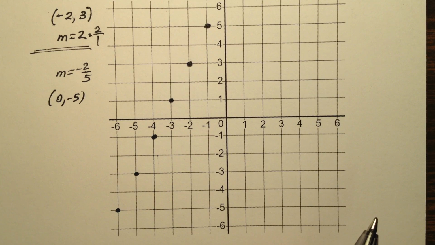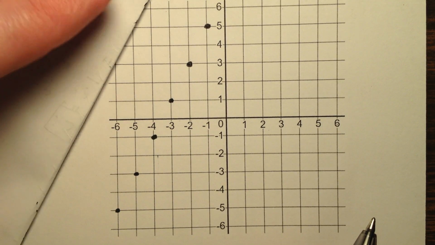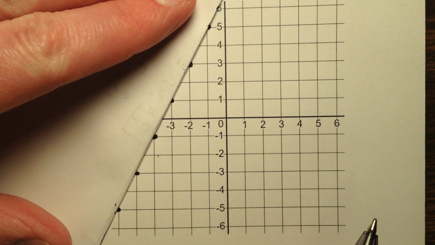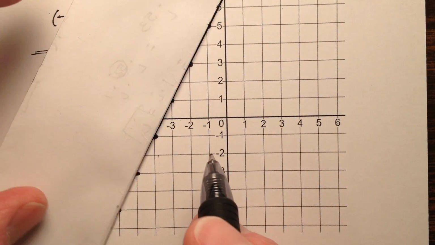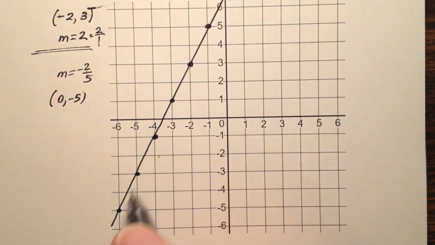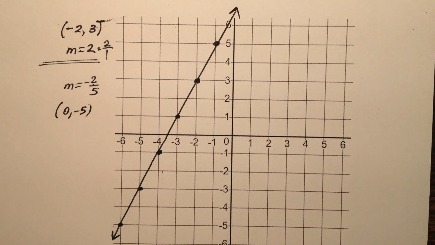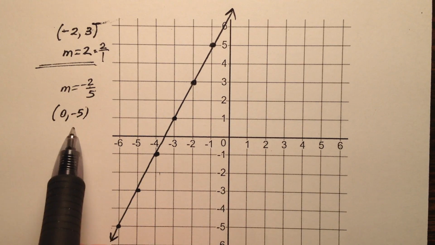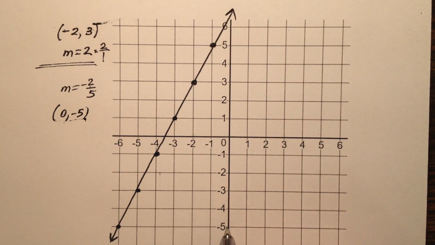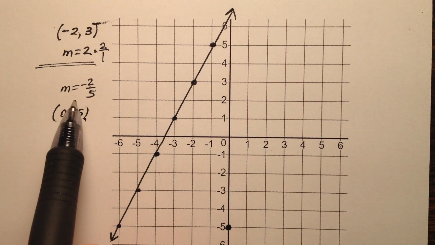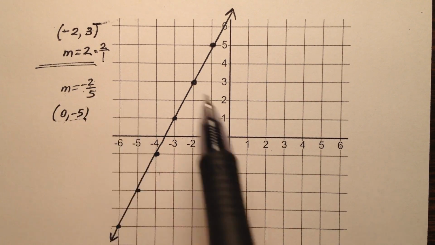Okay, so now I'm going to grab my straight edge and go ahead and draw that line. Okay, so there's our first line. Okay, our second equation is going to have a y-intercept at negative 5. So I'm going to go ahead and graph it at negative 5 down here. And then my slope is negative 2/5.